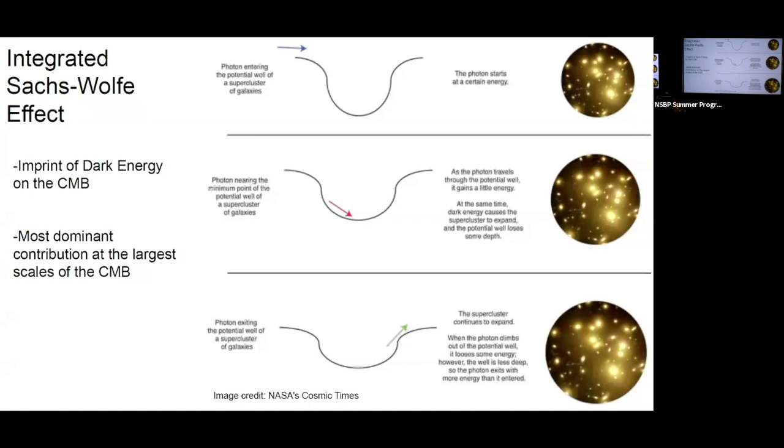But with the ISW, we're looking at potential wells that are large enough such that the photon feels the expansion of space due to dark energy, and so the well actually gets shallower, and so these individual photons will travel a greater distance falling into the well than leaving it. And so they gain energy through this expansion. So it's blueshifted in a sense. For this to happen, the photon actually has to feel the expansion of space, so it happens at the largest scales of the CMB, the largest possible structures. So really large gravitational wells.